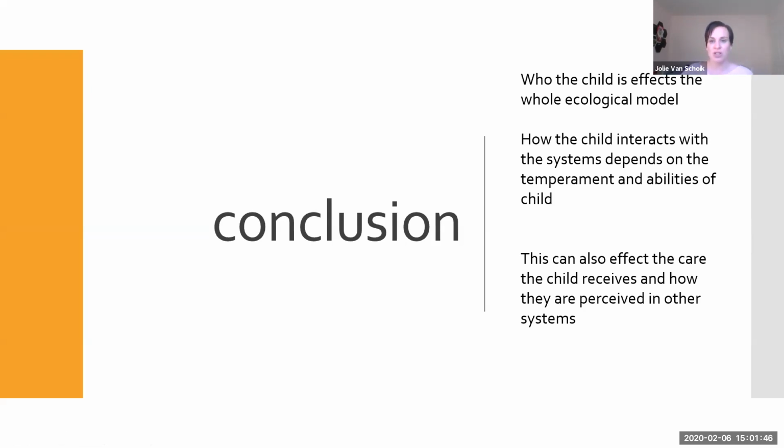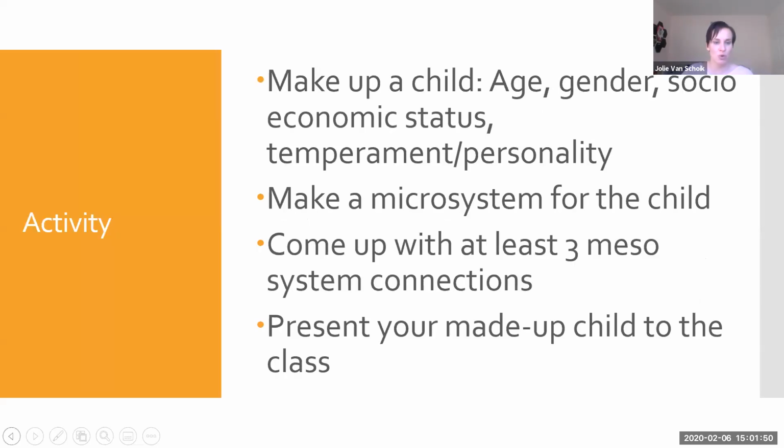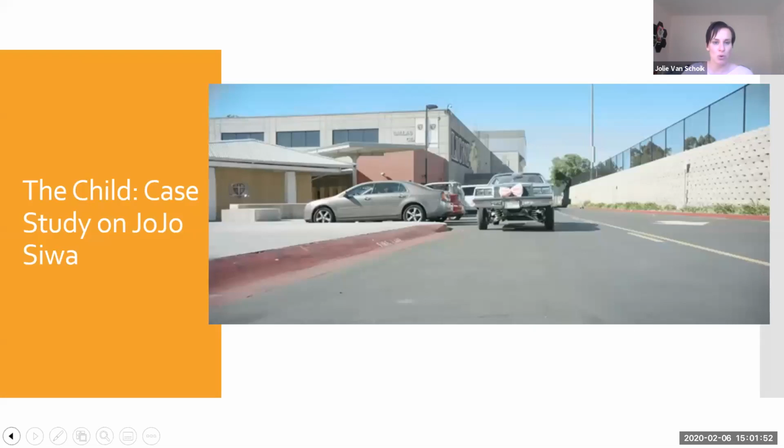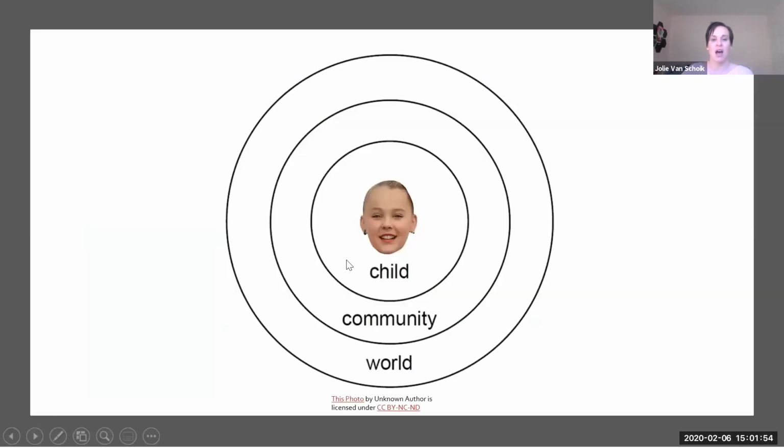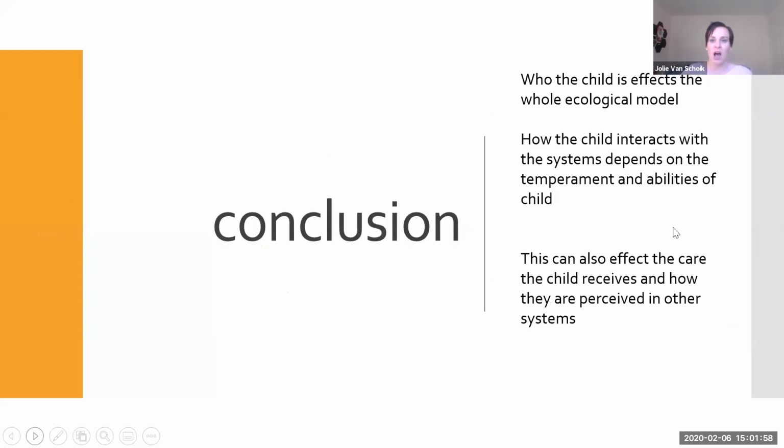So who the child is, who her microsystem is. If we're looking at her or any child in particular, that really affects the whole of your ecological model. How the child interacts with these systems depends on somebody's temperament and their abilities as well. And this also can affect the responsive caregiving, the bonding and attachment that the child receives, and how they're treated and cared for in all of their systems as well.